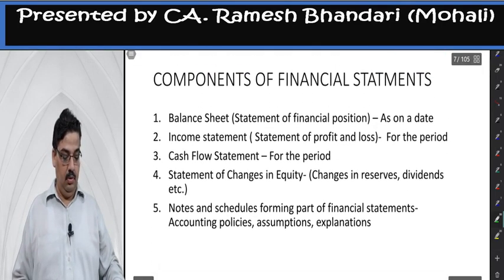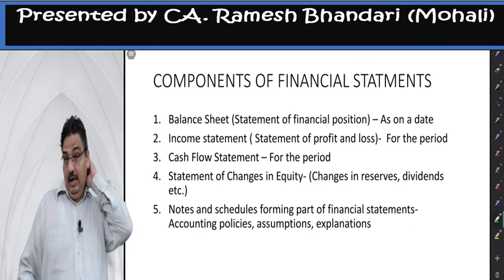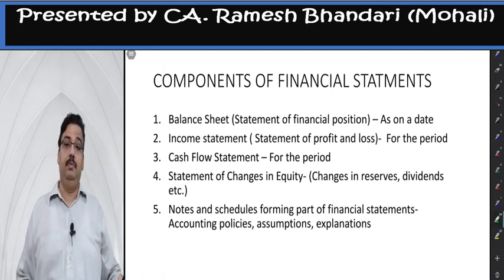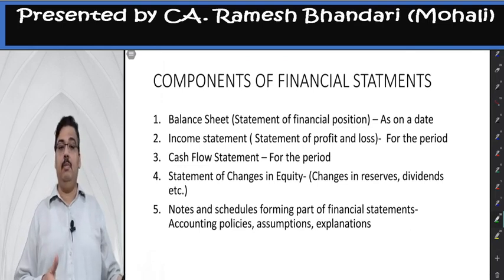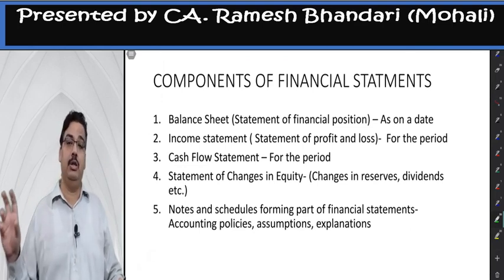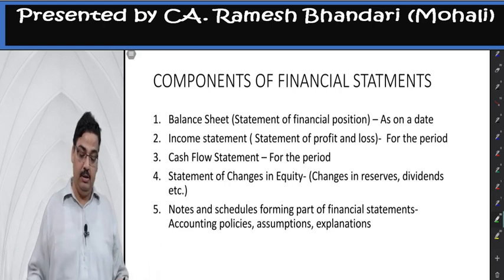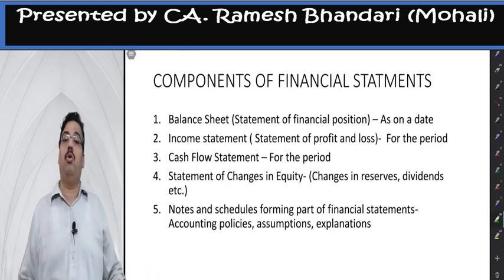Components. Now broadly in Ind AS and IFRS, they have talked about 5 components. Earlier we used to have 3 or 4. One new is there, but that was already there in the balance sheets indirectly. But now with Ind AS and IFRS, these are the 5 components. Balance sheet, which is also called statement of financial position as on a date. Every day it changes. So as on a particular date, we have a balance sheet.